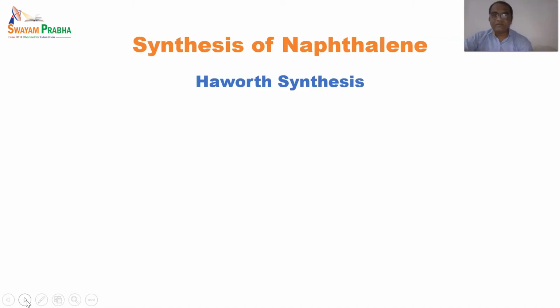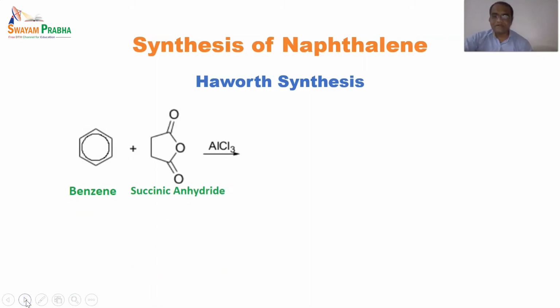After that, synthesis of naphthalene by one of the important methods, that is Haworth synthesis. Benzene is treated with succinic anhydride in the presence of aluminium trichloride. Such a reaction is carried out under dry conditions. Usually reactions are carried out in a round bottom flask with a condenser, but there are some special conditions whenever we do such a reaction with this Lewis acid, AlCl3, because it is highly water loving, and when it comes in contact with moisture, it becomes inactivated.